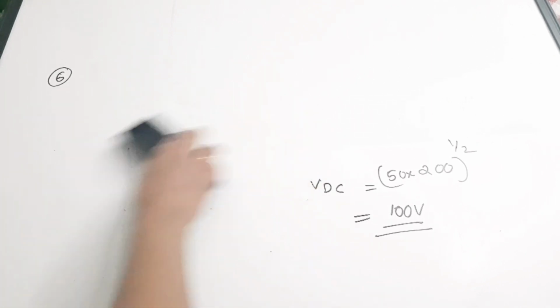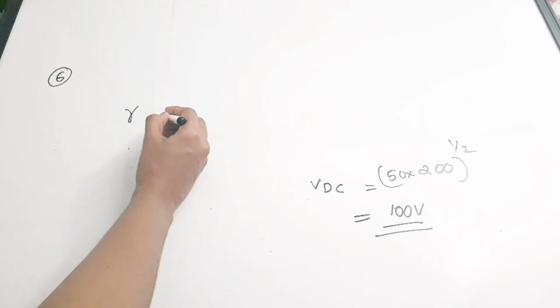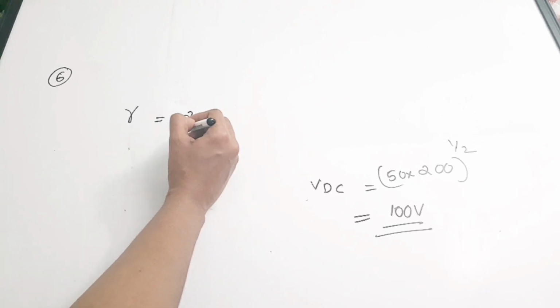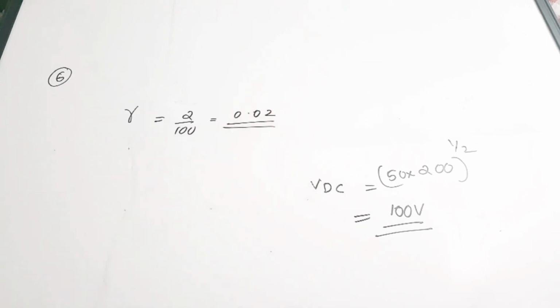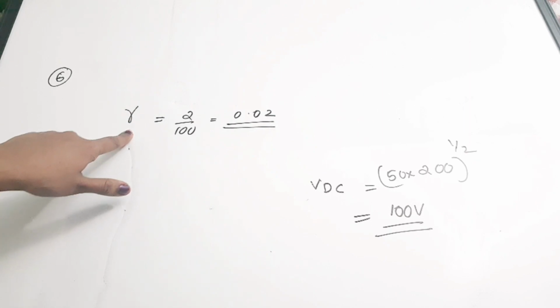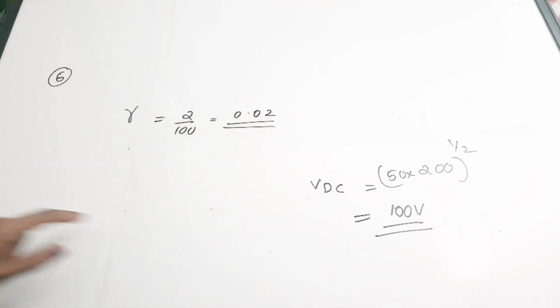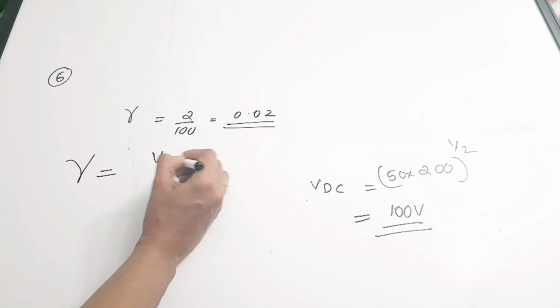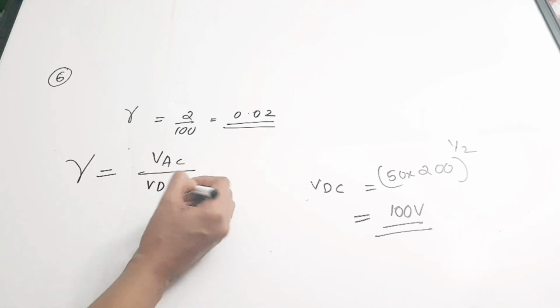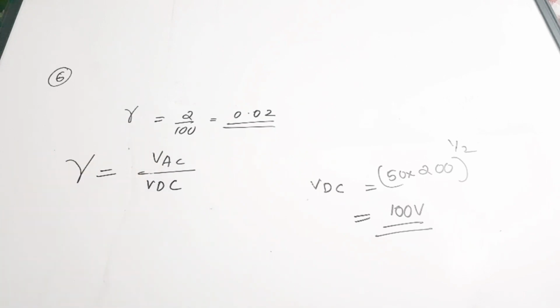Also, the ripple value is given. It is 2% or 2 by 100, that is 0.02 is the value for ripple. The ripple is represented using the letter gamma. Now, what is the equation for ripple? Ripple is equal to VAC by VDC. That is how much AC component is present in the DC voltage.